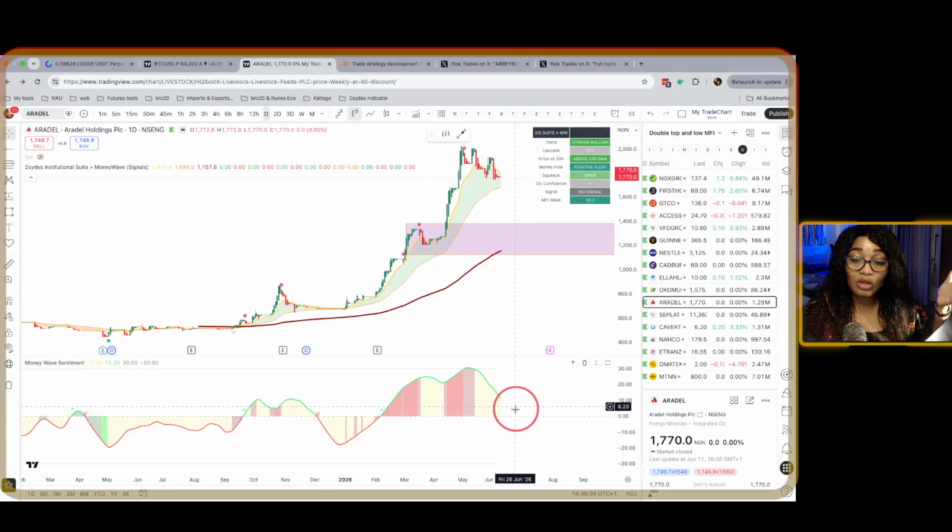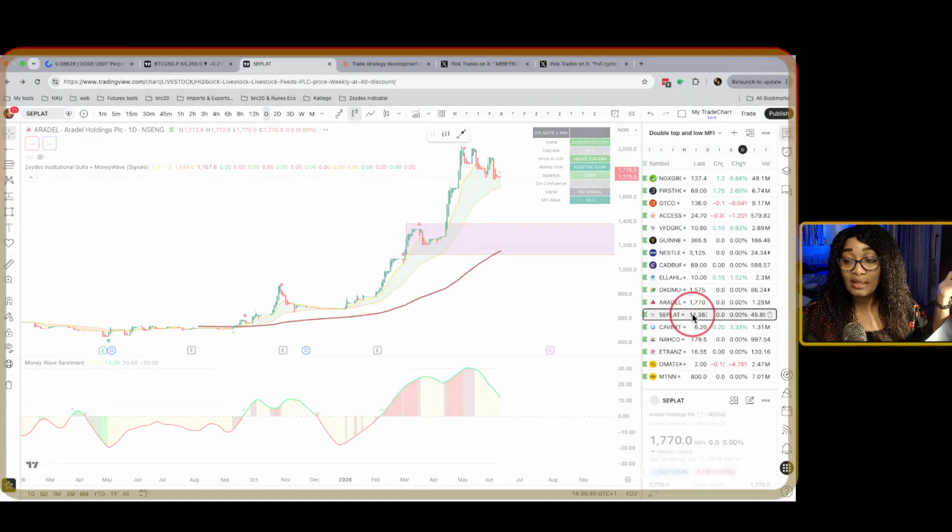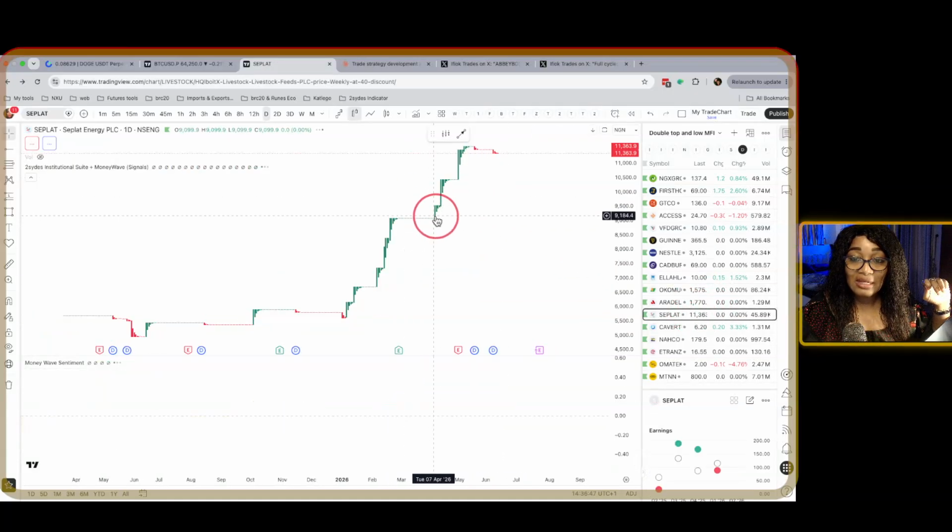But the money flow looks pretty positive. It is possible that prices can continue to go higher. It's also possible that we are in distribution and prices can start to decline. It remains to be seen. Okay, so this is Seplat.